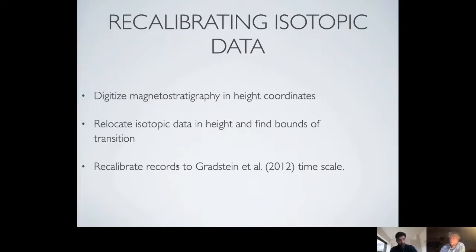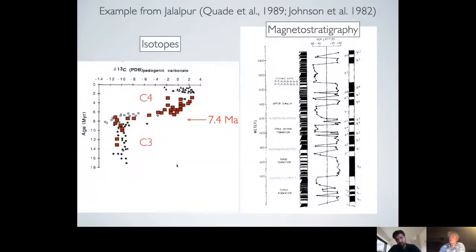So recalibrating isotopic data, what I do is I first digitize the magnetostratigraphy in height coordinates, so meters above some arbitrary zero level, then relocate the isotopic data, which was always reported in terms of age. And so they have to be relocated in terms of height, and then find the bounds of the transition in the magnetostratigraphy, and then recalibrate all the records to the Gradstein et al. timescale. So here's a data set I showed you before.